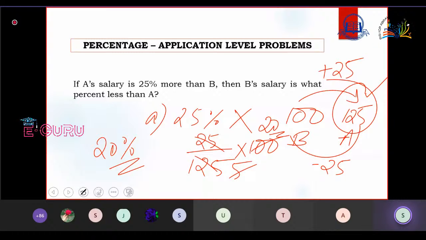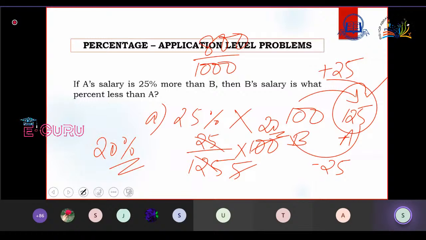So the difference is, the first comparison was with 100. So for 100, if 25 is more, that means 25%. When we are coming back, the 25 is less comparing to 125. So for 125 it is 25. So for 100 it will be 25 by 125 into 100. The same way you are calculating your percentage in graduation and all. Like for example, if out of 1000 you are getting 800 marks, how will you be calculating the percentage?